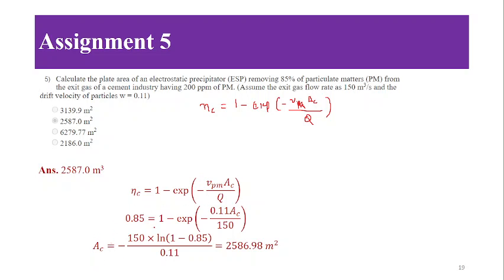So we know the collection efficiency or removal efficiency as 0.85, and the drift velocity is 0.11, and the units are maintained here. So this is meter per second, this will be meter square, and this is meter cube per second. So 0.11 into A upon 150, and this is the flow rate, 150 meter cube per second. After rearranging, we get the plate area as 2586.98 meters square, which is equivalent to 2587 meters square, which is the second option.